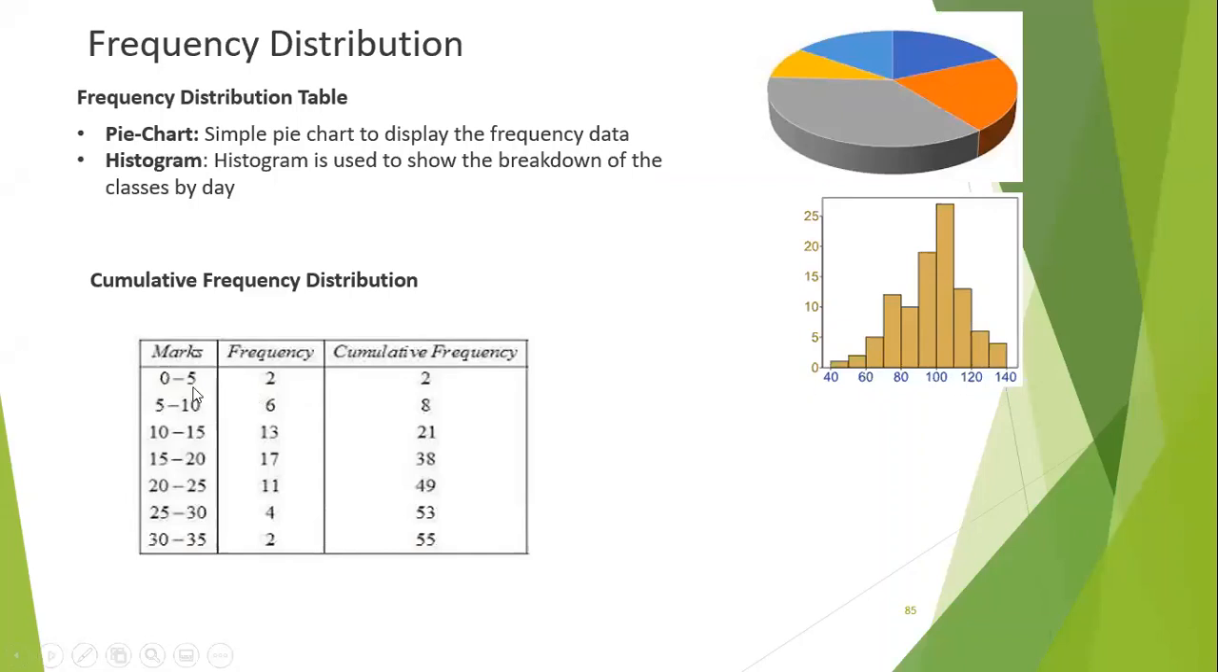For example, 0 to 5, I have a frequency of 2. 5 to 10, I have 6. When you take the cumulative, we are considering 0 to 10 as a cumulative, that is 2 plus 6 becomes 8. So we are calling that a cumulative distribution. This will be helpful when you are doing the Pareto analysis, right? Usually we used to do this.